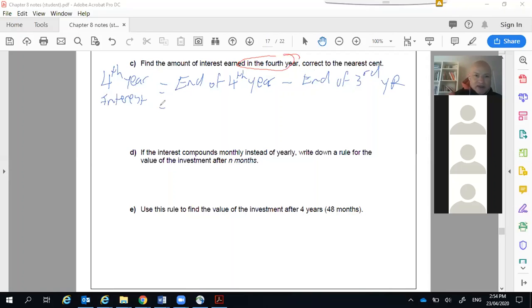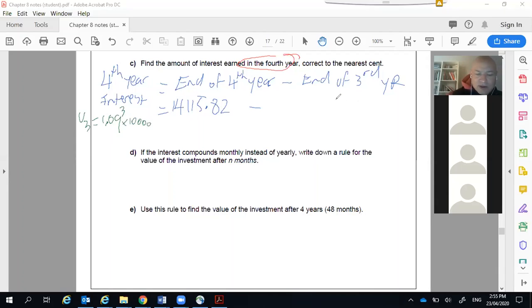We've already worked out the end of the 4th year. Let me just check it. It was $14,115.82. We have to work out the end of the 3rd year. So I'm going to use the rule, and I'm just going to do it on the side here, and I'll do it in the green so it doesn't mix in with that. So V of 3, end of the 3rd year, is 1.09 to the power of 3 times 10,000.